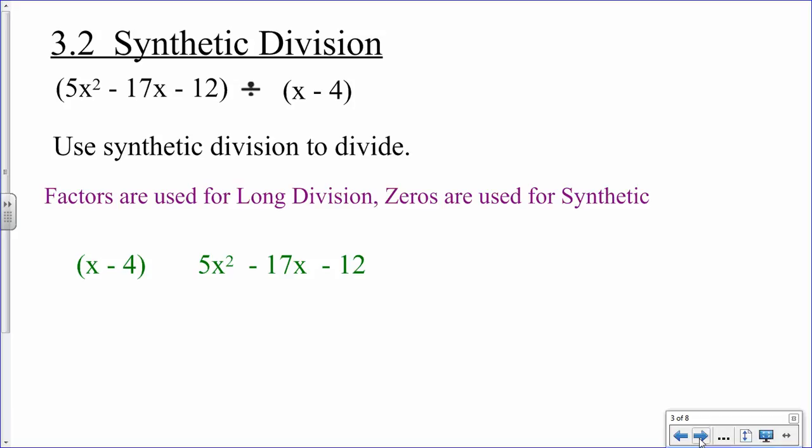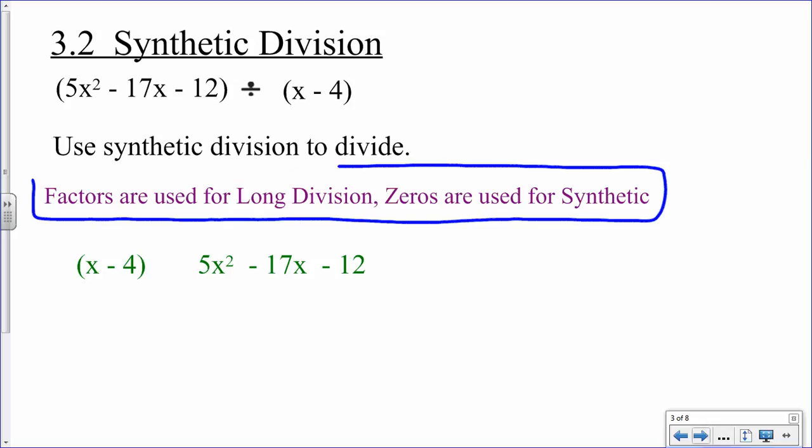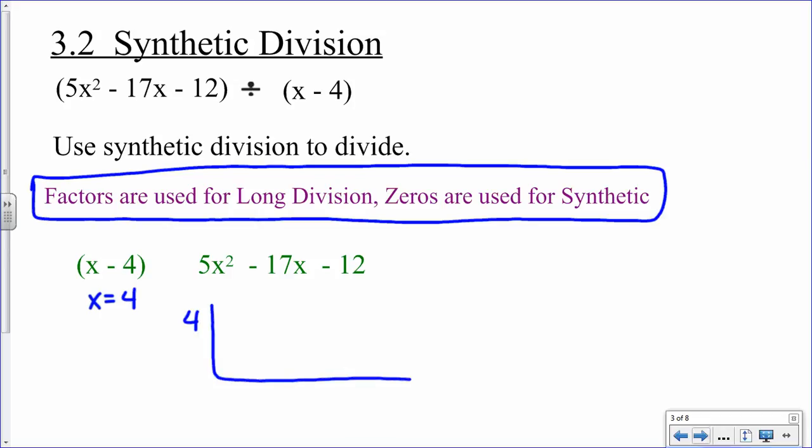Okay, an important note is this right here. So factors are used for long division and zeros are used for synthetic. So my factor is x minus 4. That means my 0 is 4. So with synthetic division, I'm using 4. Okay. So that's what I'm dividing by.